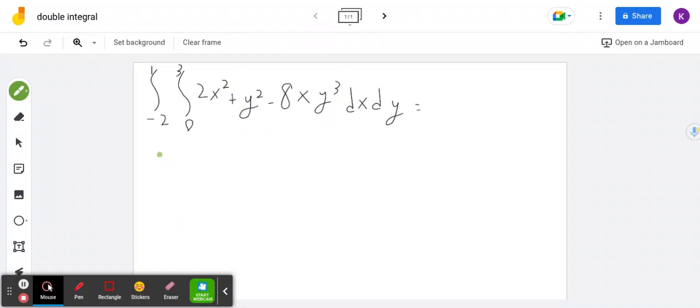So this becomes 2/3 x cubed. Then since y squared is just a constant, the integral just becomes x times y squared. Just treat it as a constant c. It doesn't matter in this part of the integration. And in this part, when we integrate -8x, we get -4x squared, and that constant just stays the same.